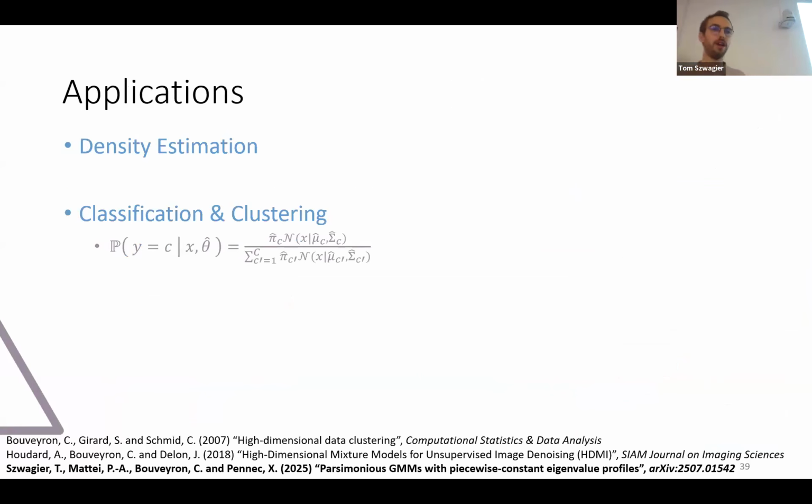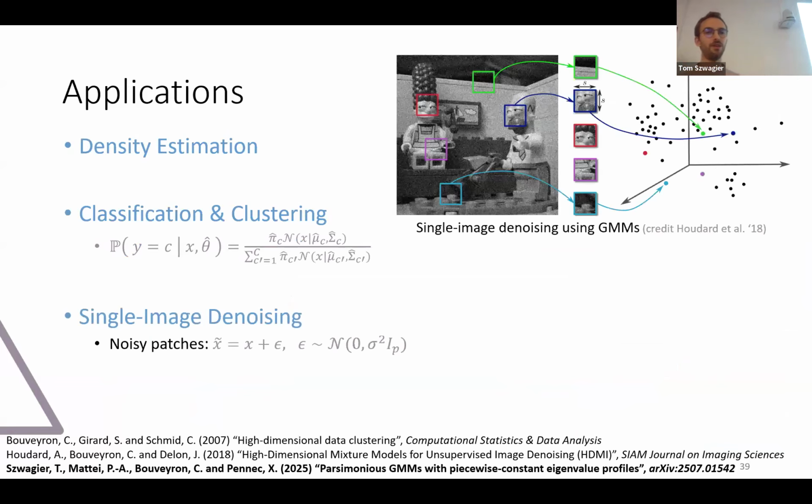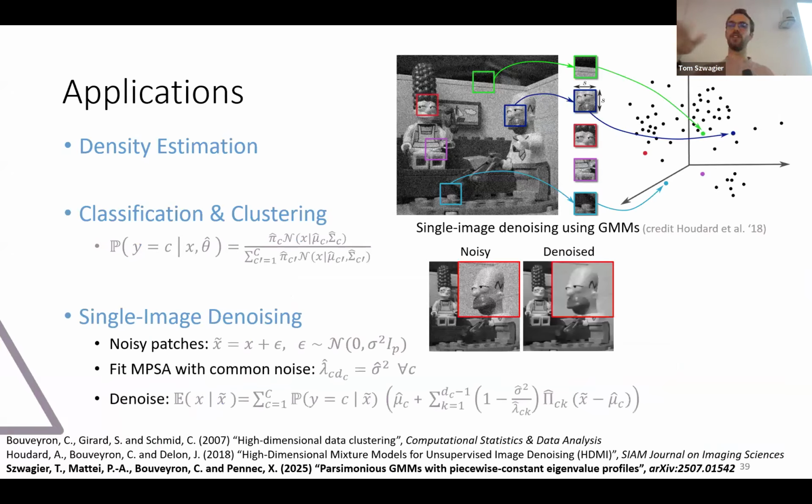And this has plenty of applications. The classical ones are density estimation, classification, and clustering. Maybe a more original one is the application to single image denoising, which is drawn from the paper of Houdard and co-authors. You have to imagine that you have a noisy image. You will cut it into overlapping patches. Then you will flatten them. It will make a dataset in dimension s squared, where s is the size of the patch.